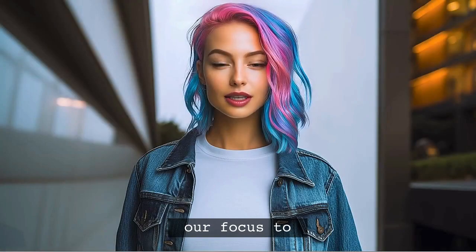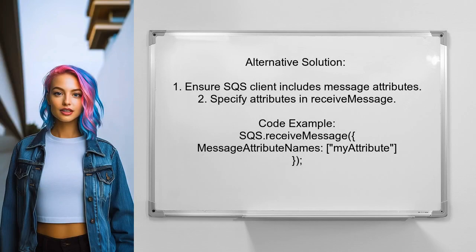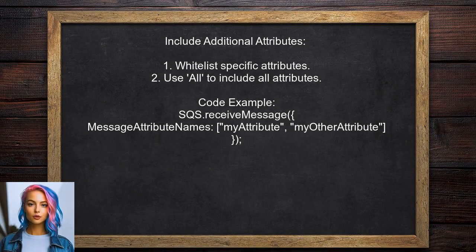Now, let's shift our focus to a different response. An alternative approach suggests ensuring that your SQS client is not filtering out message attributes. When receiving messages, specify the attributes you want to include. For example, if you want to receive my attribute, your code should look like this. If you need to read additional attributes, you can either whitelist them or use All to include all attributes. Here's how you can modify your code.